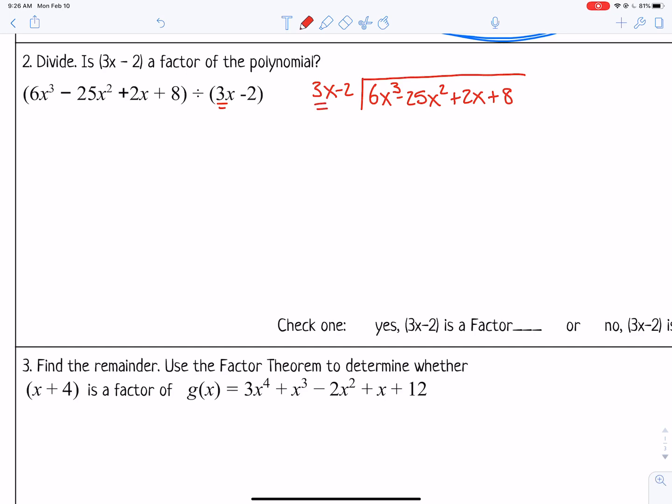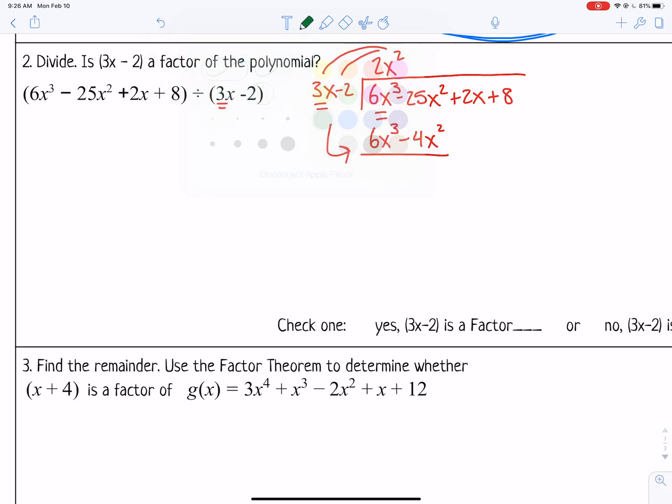So I'm going to say 3x times what would give me 6x³. So that would be 2x². I'm going to write that at the top. Multiply it by what's out front and then bring those terms down. So I have 2x² times 3x would give me back 6x³. And 2x² times −2 would be −4x².